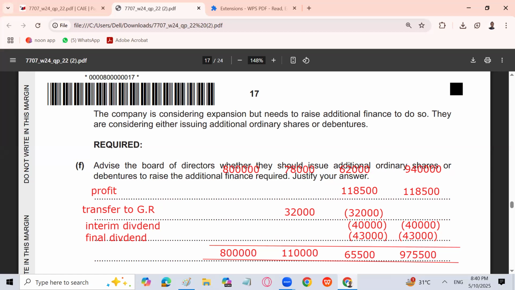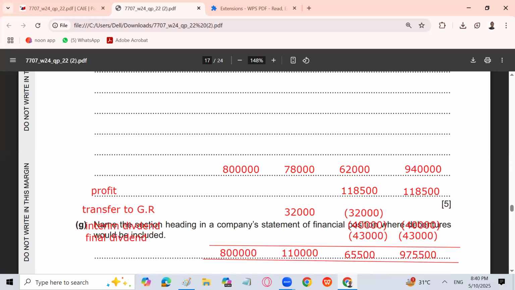So I will say that we should go with the ordinary shares because that is not supposed to be paid back. It's a permanent source of capital. That is a better option because, always remember, we have already issued redeemable preference shares on which we are paying fixed dividend. It is a non-current liability, right? So ordinary share is a better option because we have to pay dividend only when we have a profit, right?